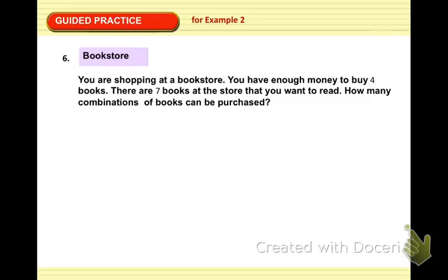If you're shopping at a bookstore, you have enough money to buy 4 books. There are 7 books at the store that you want to read. How many combinations of books can be purchased? So, how do we set this up? The total number that we start with is 7 books, and you can choose 4 of them.